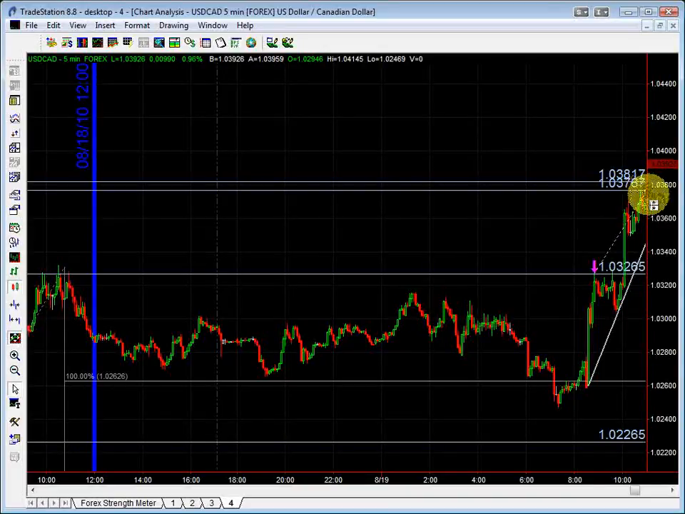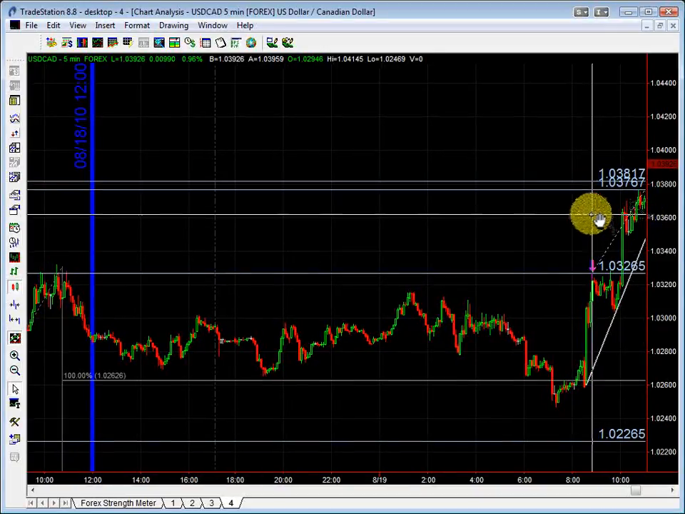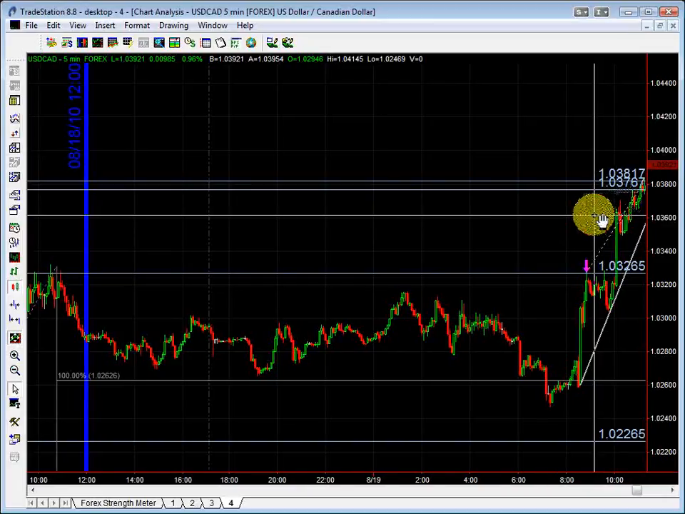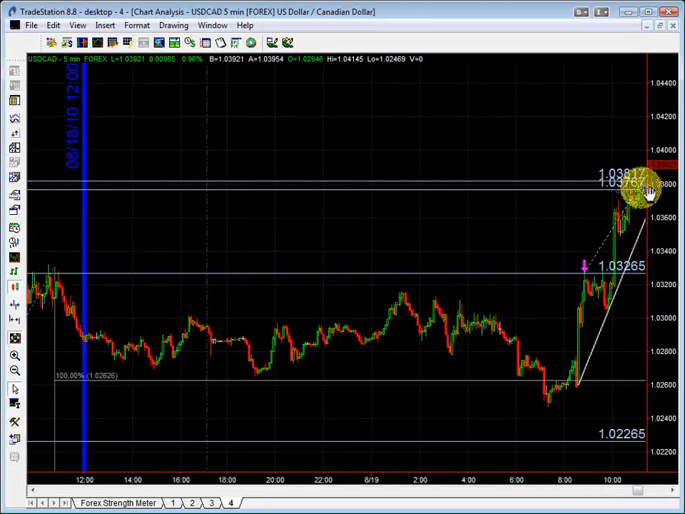we did see some kind of a reversal pattern, so I held on to my trade position. However, once it made a second attempt above the 1.0376, it closed out there and it went even higher than that. That's when I decided to get out of my position at a 55 pip loss.